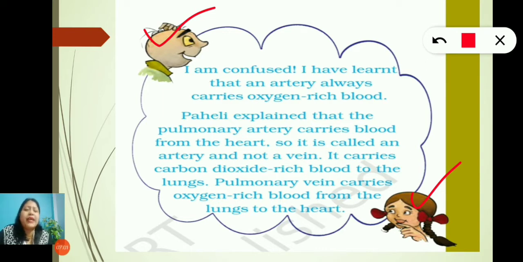On that, Paheli explained that the pulmonary artery carries blood from the heart, so it is called an artery and not a vein. It carries carbon dioxide rich blood to the lungs. The pulmonary vein carries oxygen-rich blood from the lungs to the heart.